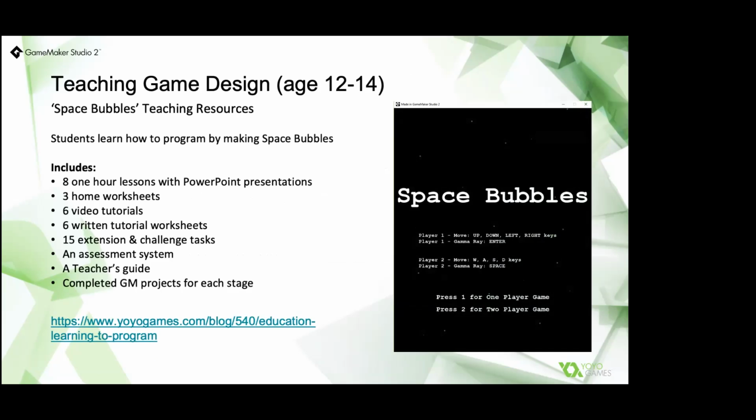Space Bubbles is a project-based scheme of work where students work on one project over the course of 8 one-hour lessons, with 30 minutes being spent on learning code and 30 minutes being spent on making the Space Bubbles game. Over these lessons, students are taught how to program by recreating their own version of the game Space Bubbles using video tutorials, aimed at children aged 12 to 14, but can be used for older and younger, and developed by Terry Watts, who is a teacher and formerly a game designer.